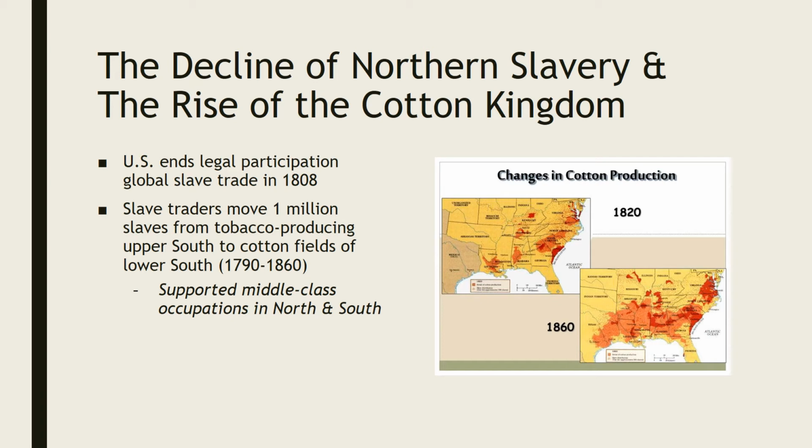So despite the fact that slavery is growing in the nation at this time, the United States ends their legal participation in the global slave trade in 1808. So after 1808, no more slaves can be legally brought into the United States. At the same time, we see a movement of slaves. About 1 million slaves are going to be removed from the tobacco-producing fields of the Upper South to the cotton fields of the Lower South between 1790 and 1860.